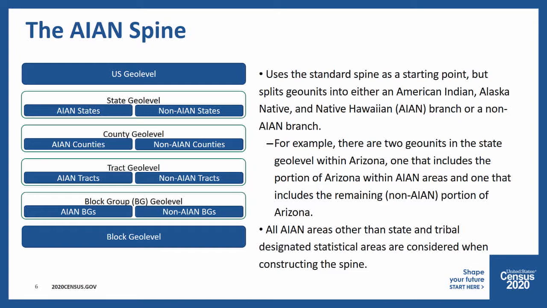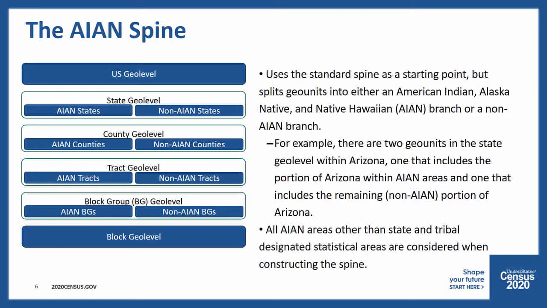Okay, and then next we have a precursor to the optimized redistricting spine, and that is the AIAN spine. This uses the standard spine as a starting point, and the one and only change that it makes to the standard spine is that it adds 2 different branches. At the state level and below, there's an AIAN branch, and there is a non-AIAN branch. So as an example here, there are 2 geo units in the state geo level that are within the geographic region of Arizona. That is one that contains the AIAN portion of Arizona, and then one that contains the remaining portion of Arizona. And these branches continue all the way down to the block level. And then I have here at the bottom which AIAN areas we actually used when creating the spine.